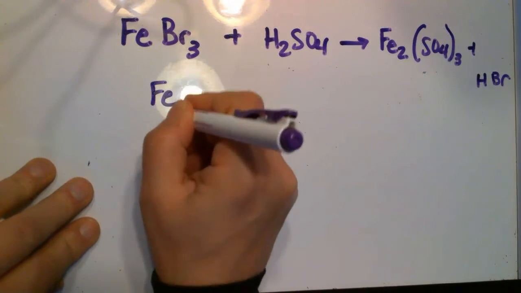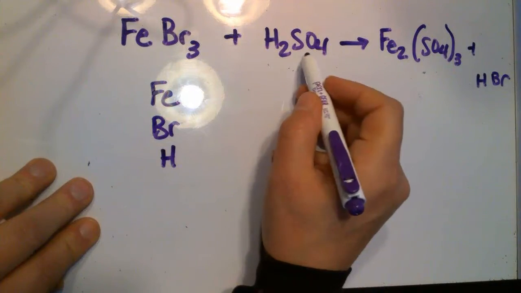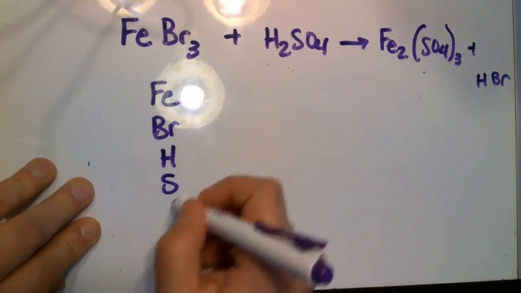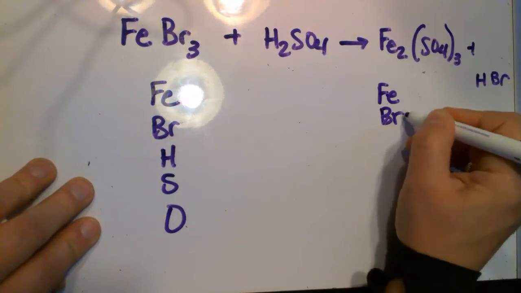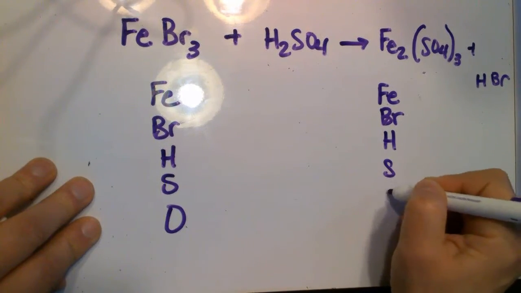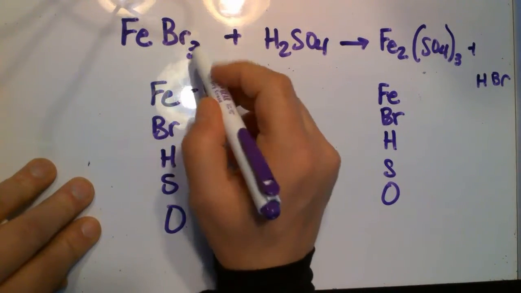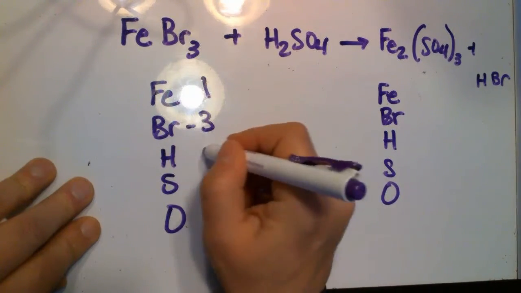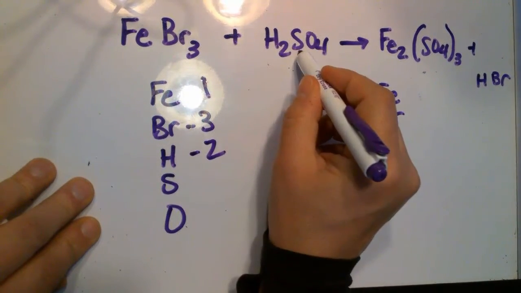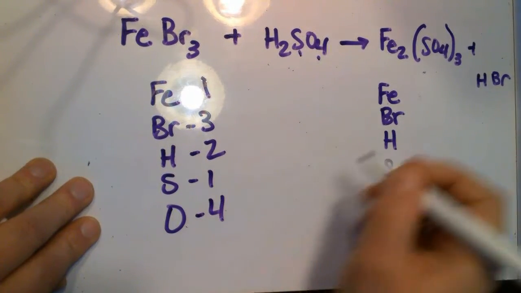So here's how this would work. Again, list your elements. We got iron, we got bromine, we got hydrogen, we have sulfur, and we have oxygens. And we're going to have the same ones on this side: iron, bromine, hydrogens, sulfurs, and oxygens. Okay, on this side we have 1 iron, we have 3 bromines, we have 2 hydrogens, we have 1 sulfur, and we have 4 oxygens.